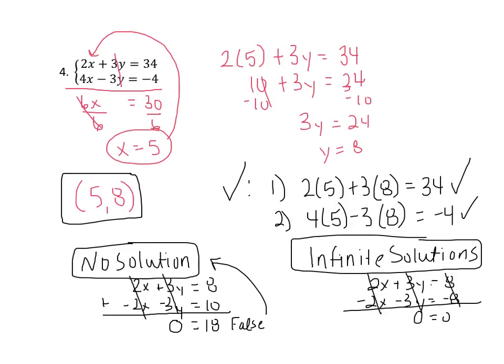And I say if you end up with a true statement, because that is a true statement, 0 does equal 0, then you're going to have infinite solutions. So what that means is those lines, this equation 1 and this equation 2, they end up being the exact same line. And that's why it's infinite solutions, because every point on that line is going to intersect, and there's going to be an infinite number of points that are the solutions.